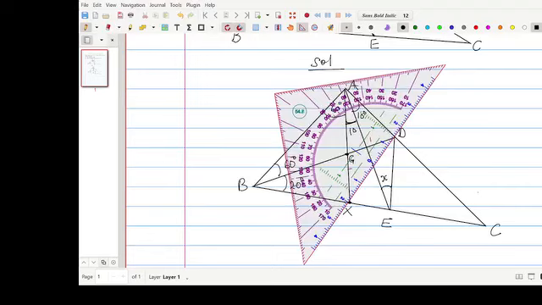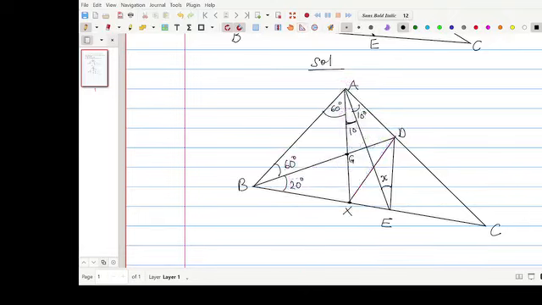This is how we go about it. Yeah, this is line DX. So we have to show that this line DX is parallel to line AB. All right. So how do we show that?